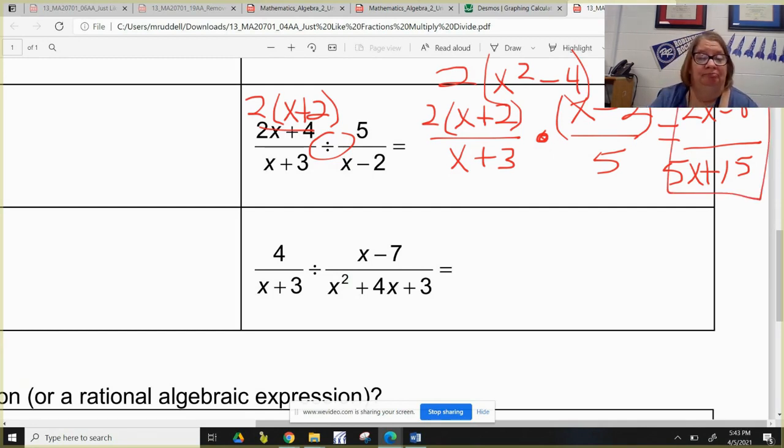Multiply by the reciprocal. Okay, you want to factor first, cancel out anything. Well, you want to factor, then you want to flip, then you want to cancel. You don't cancel anything out until you flip it, okay? Because what's on the bottom goes to the top. What's on the top goes to the bottom. All right.